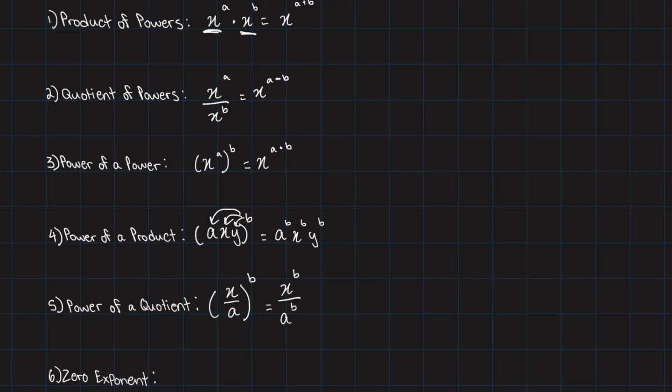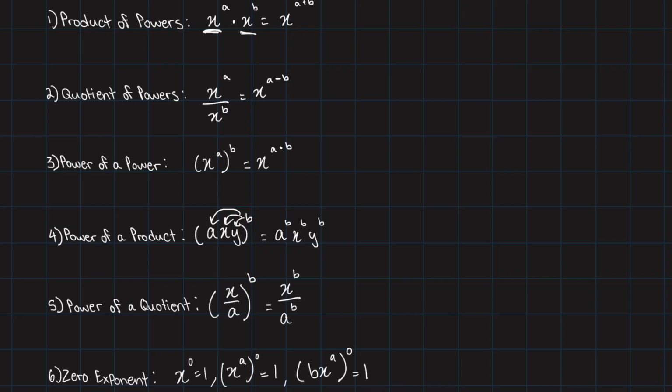And now lastly, zero exponent, which is pretty simple, and it's anything to the power of 0 equals 1. So if you had x to the power of 0, that equals 1. If you had x to the power of a, all to the power of 0, that equals 1. If you had power of a product, x to the power of a, and that whole thing was to the power of 0, that equals 1.